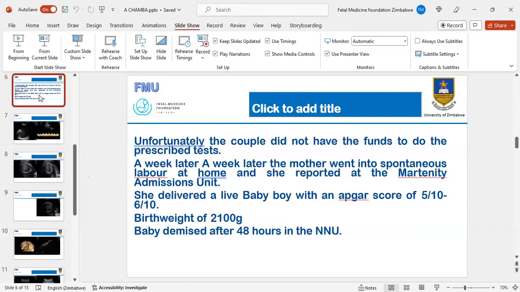And she delivered a live baby boy with an Apgar score of 5 and 10, and the birth weight at that particular time was 2,100 grams. The baby demised after 48 hours of life in the neonatal unit. So that's all about the presentation. Let me just show you some of the images.